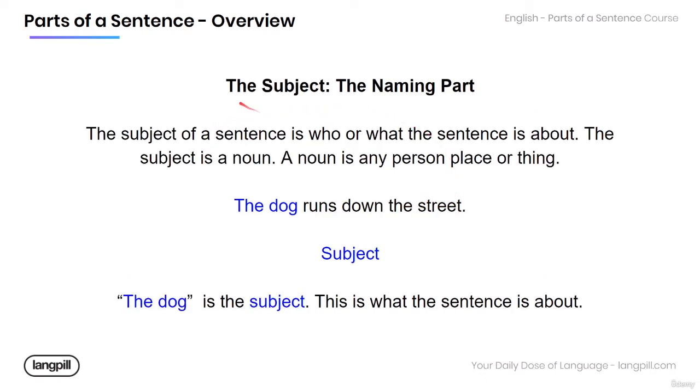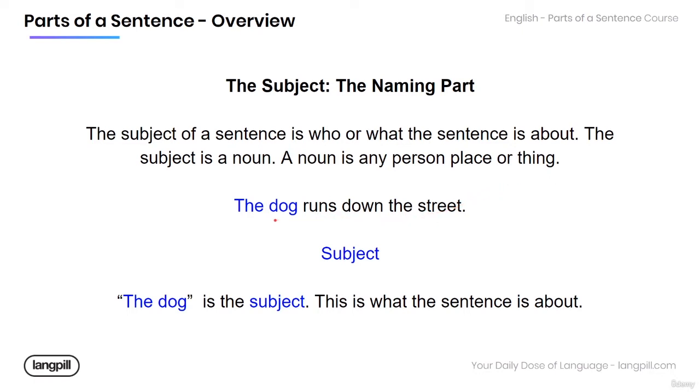Now let's go into detail about these parts. First, the subject. Okay? The subject is the naming part, we can call it. The subject of the sentence is who or what the sentence is about. And the subject is going to be something called a noun. In English, a noun is any person or place or thing.